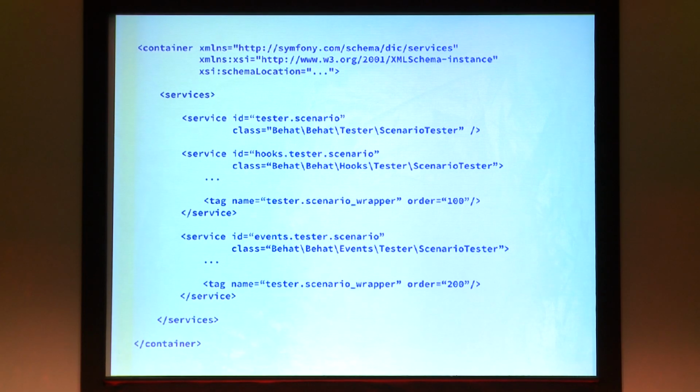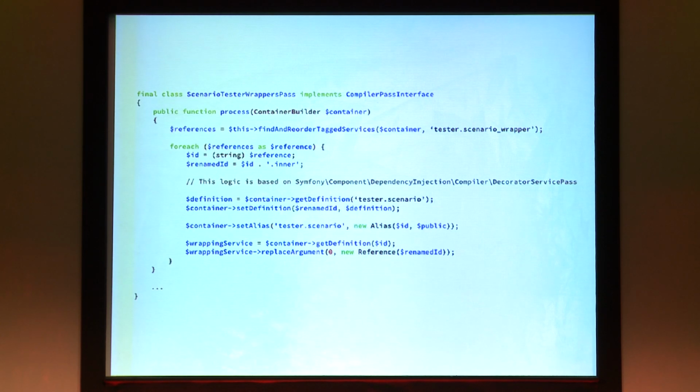So again, you do exactly the same thing we did before. We register those guys as services, but we also tag them as a wrapper, right, with a specific order. The order defines in which order they will wrap things. And then we have a little bit more complicated, but still easy to understand, compiler pass.